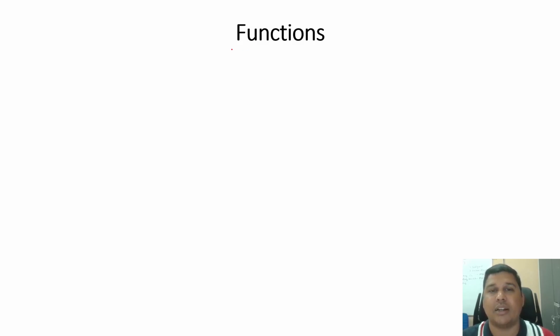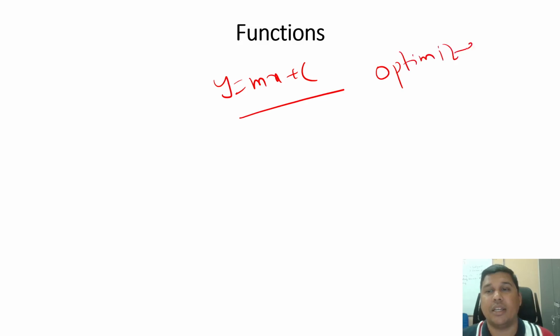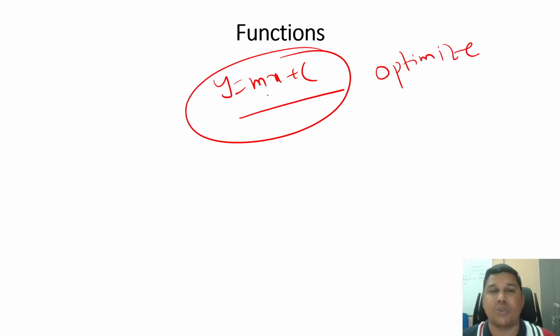One good example to understand where functions are really used: if you are studying machine learning, in regression analysis, once you have a line equation y equal to mx plus c, you try to optimize the function using gradient descent. There you are converting this into a function, and you do derivatives, partial derivatives or second order derivatives, and you try to find the optimized values of m and c. So we convert this problem into a function, and that function we try to optimize. Optimization means either maximizing or minimizing.